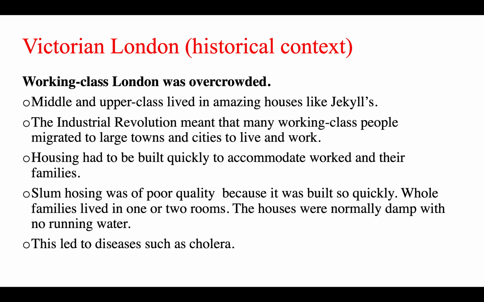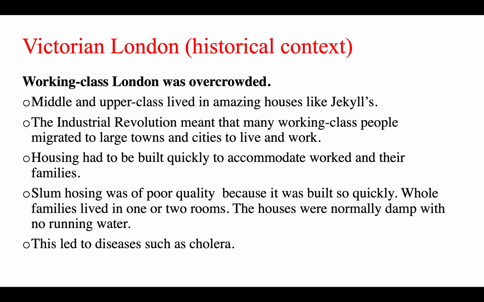So let's start off with historical context. Victorian London, which is around the time that the novel was set, working class London was very overcrowded. Middle and upper class lived in amazing houses like Jekyll's. We know that the Industrial Revolution meant that many working class people had to migrate to large towns and cities to live and work. Housing had to be built quickly to accommodate workers and their families. There were a lot of slum houses of poor quality because they were built so quickly.